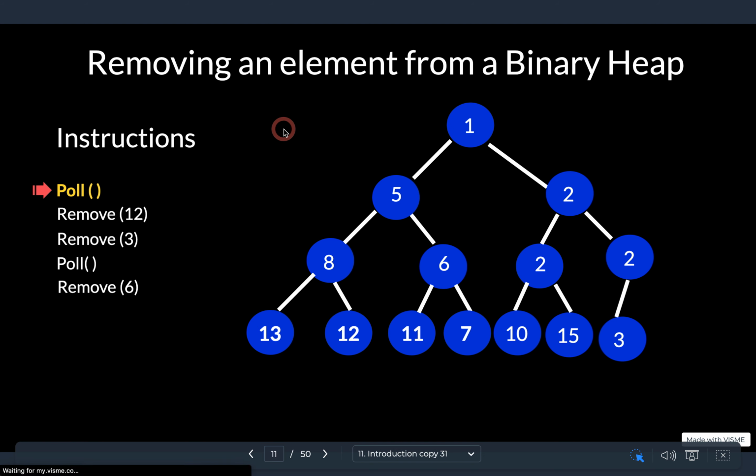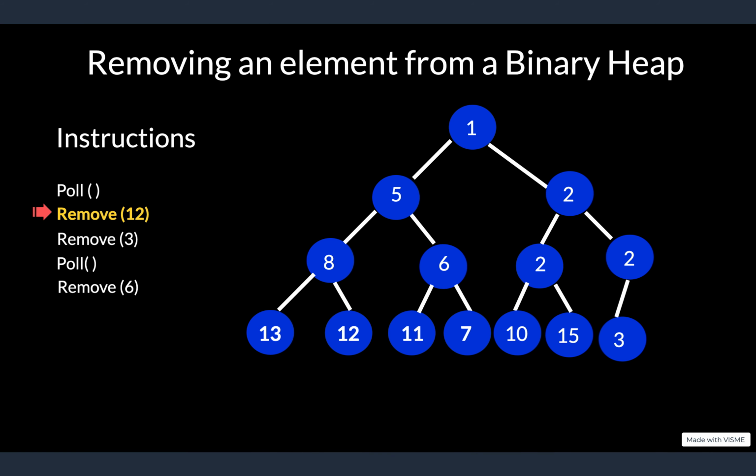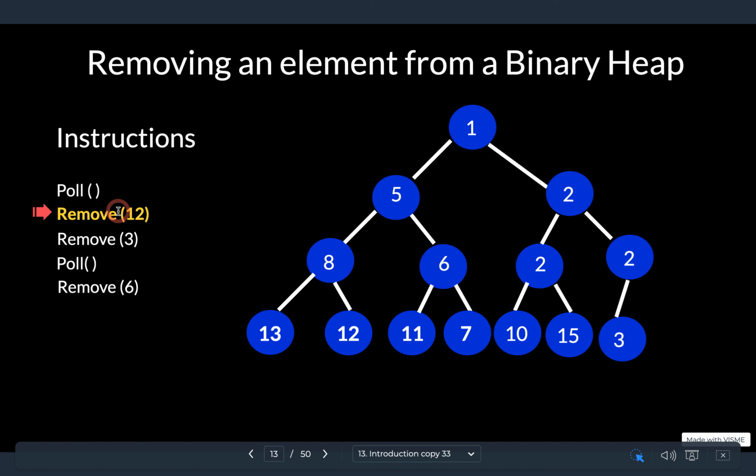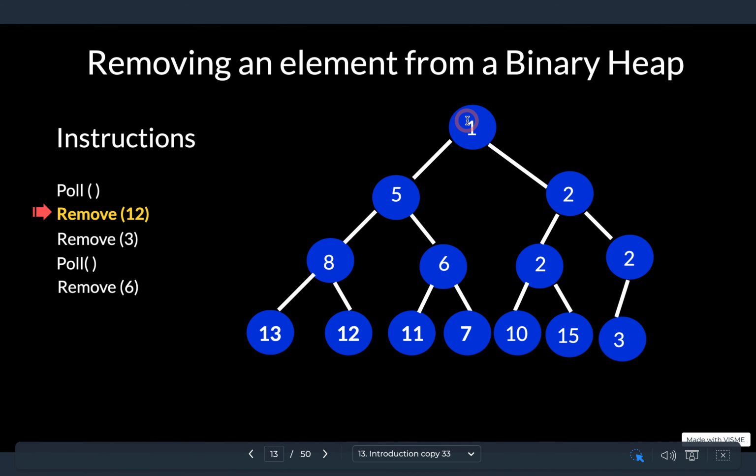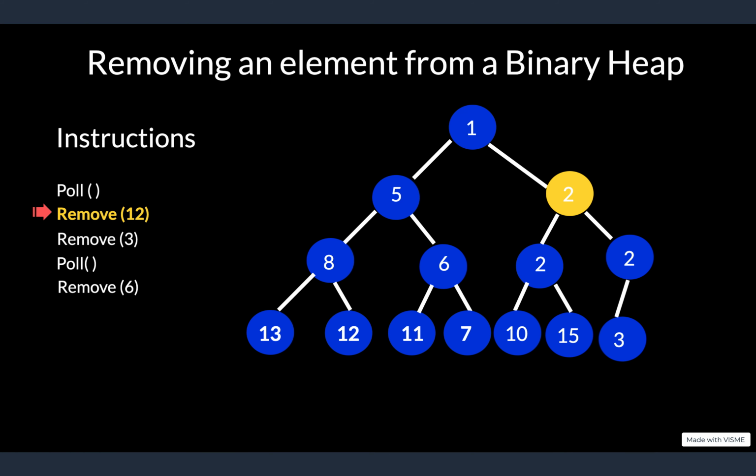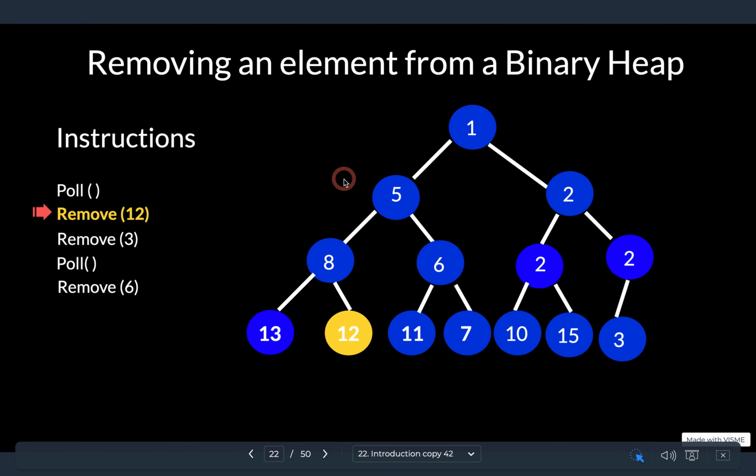All right, so let's move towards the second instruction, which is to remove 12. Now we don't know the position of 12, so we have to check each position and see if the element at that position is 12. So we're going to start from the beginning like this. We check this, then we keep moving like that, then eventually we are going to find 12.